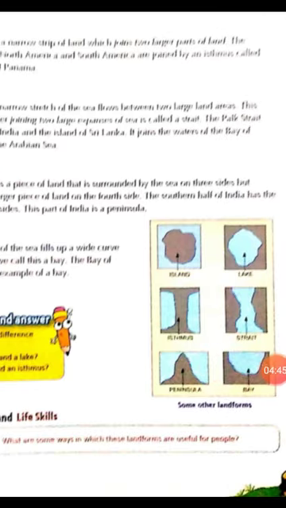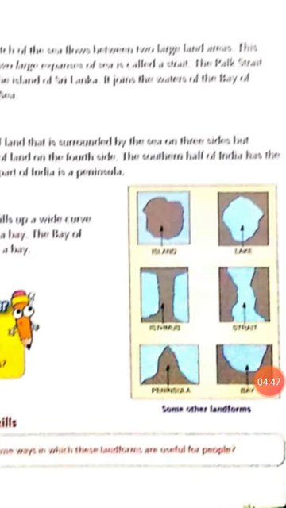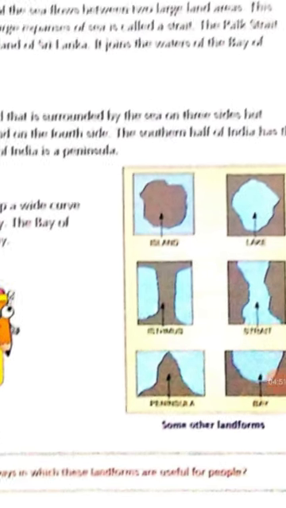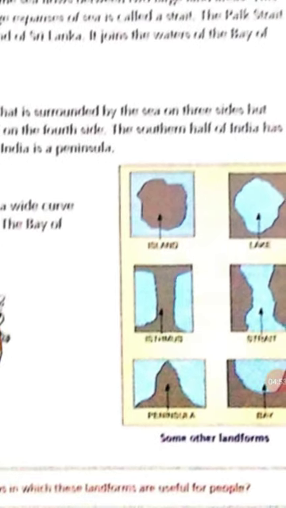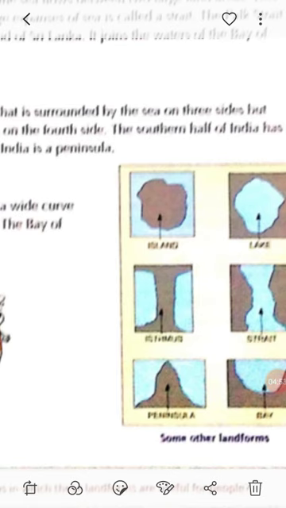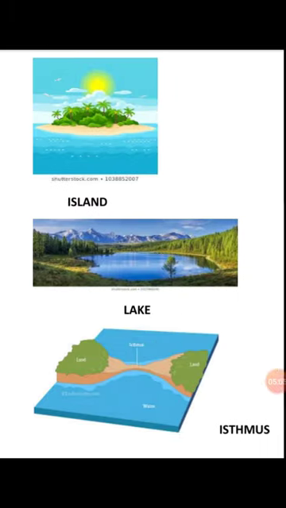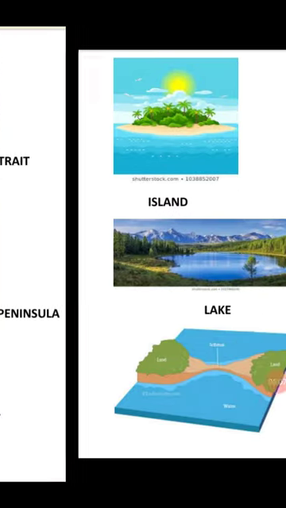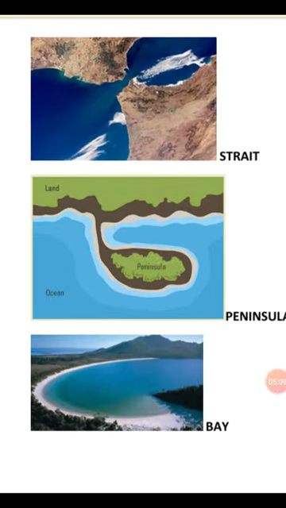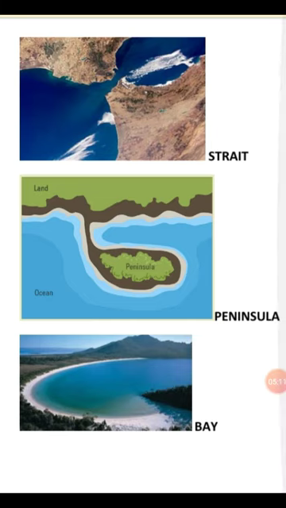Now these diagrams you have to draw in your writing sheets. First one, lake, strait, bay, peninsula, isthmus and lake. Now I'll show you the pictures here. See this picture of strait, picture of peninsula, and the picture of bay.